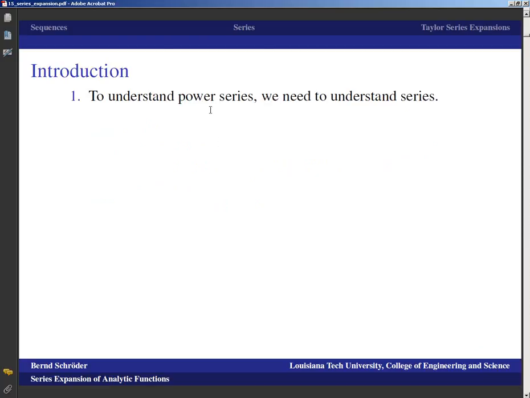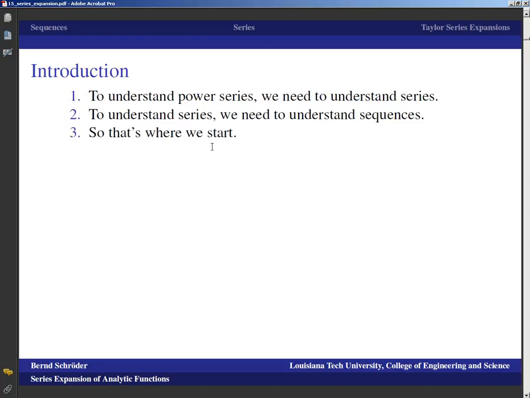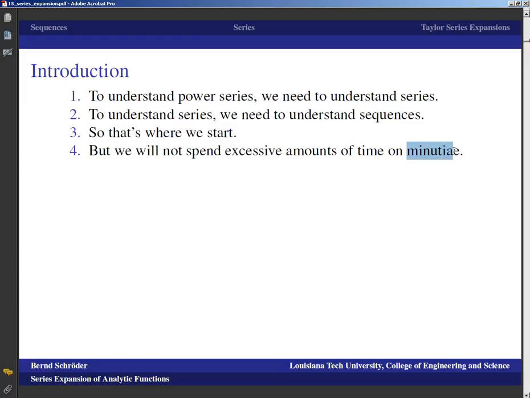Okay, in order to understand power series, we've got to understand series. In order to understand series, we've got to understand sequences. And so that's where we're going to start. But we're not going to spend excessive amounts of time on the minutia. There's an awful lot of stuff that we can say about sequences and series.